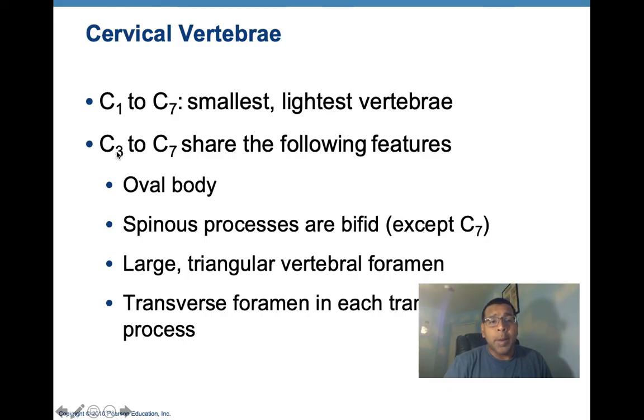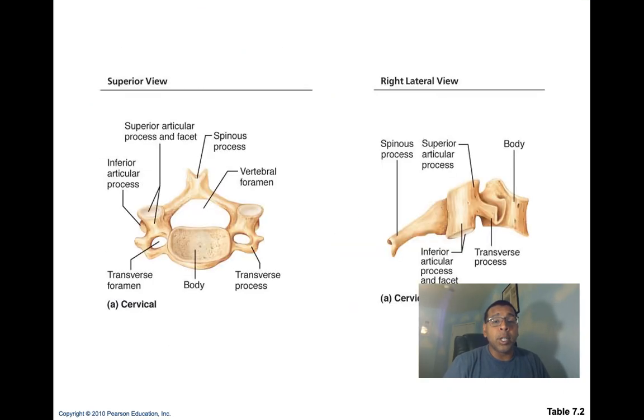So here when we go through and we talk about these vertebrae, I want you to know these vertebrae have an oval body to them. The body is small, it's light. Their spinous processes are bifid, except for C7. The vertebral foramina are going to be large, triangular shaped, as we can see here. The transverse processes exhibit these transverse foramina, these openings.